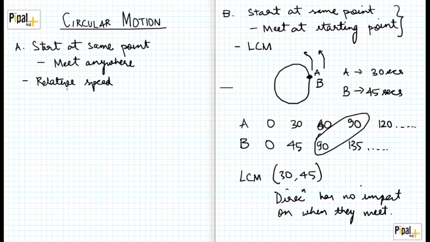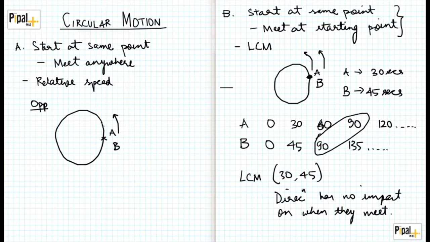But when we look at circular motion, right, and we allow them to meet anywhere, then what works for us is relative speed, right? So in case of relative speed, let's look at a situation when there are these two people who have to move around a circle, right? So let's say these two people, A and B, start from this point where I've drawn a cross, right, and they move in the opposite direction. So let's look at the case when they move in the opposite directions.